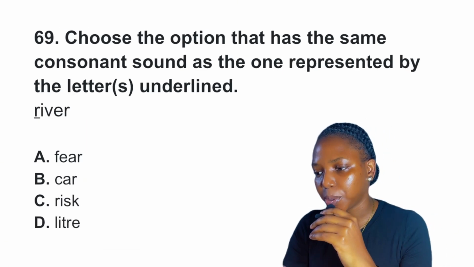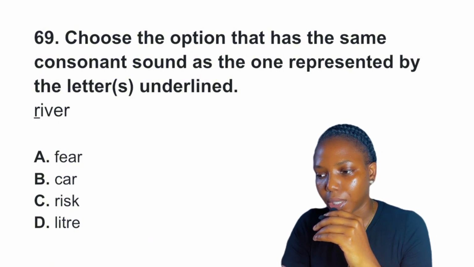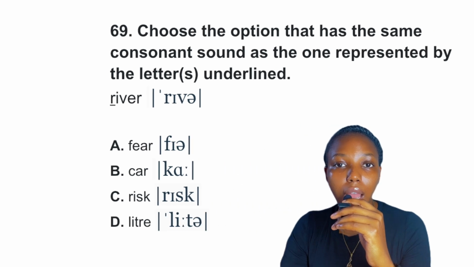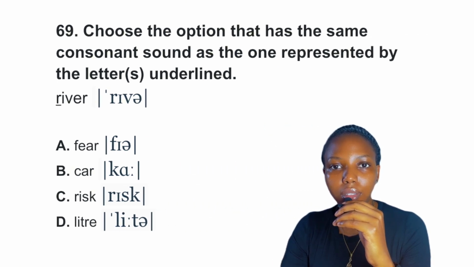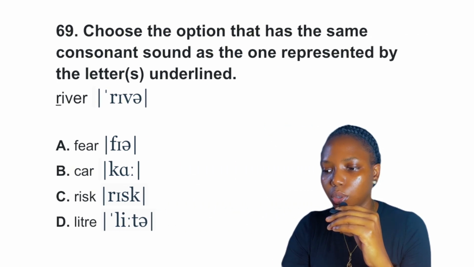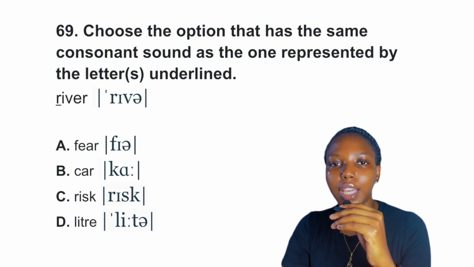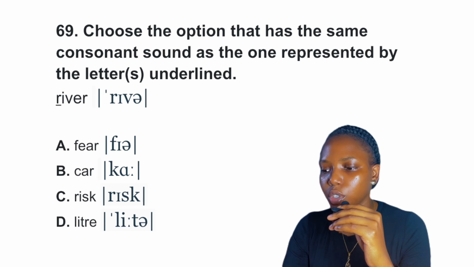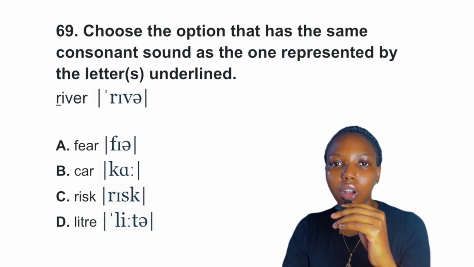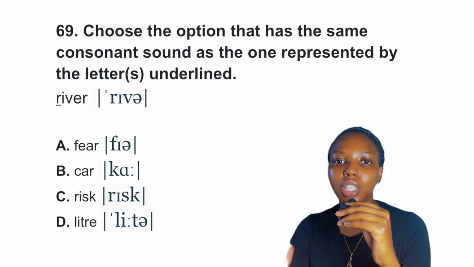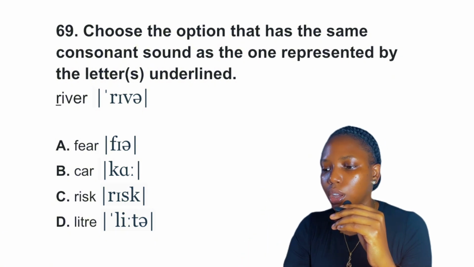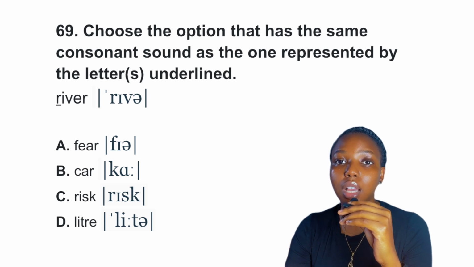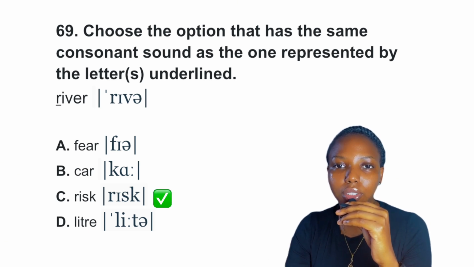Question 69. Choose the option that has the same consonant sound as the one represented by the letters on the line. The word is river. Letter R is underlined, the first R, and it is pronounced as R. Okay, so option A we have fear. EAR in fear is pronounced as ear, it's a diphthong. Option B we have car. AR in car is pronounced as a long vowel sound. Option C we have risk. R in risk is the R sound, so that's what we are looking for, so that's the answer to this question.